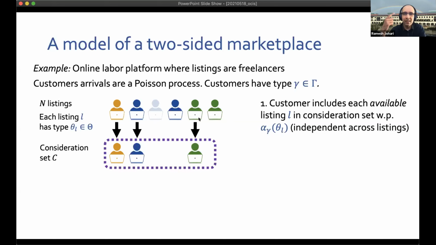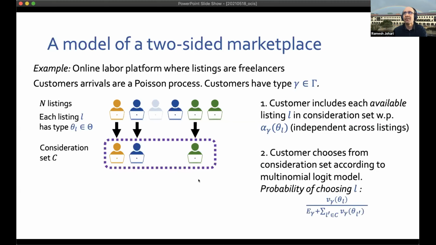The way we're thinking about it is if you show up to a site, let's say, like Upwork with a huge number of freelancers on the site, Upwork doesn't actually show you all those freelancers, let's say in a search or something like that. It'll show you a restricted subset of those freelancers. So one way to think of this alpha gamma of theta L is that it's that process by which the large amount of available inventory in the marketplace is translated into the actual set that's shown to a customer from which they'll eventually make a choice or not.